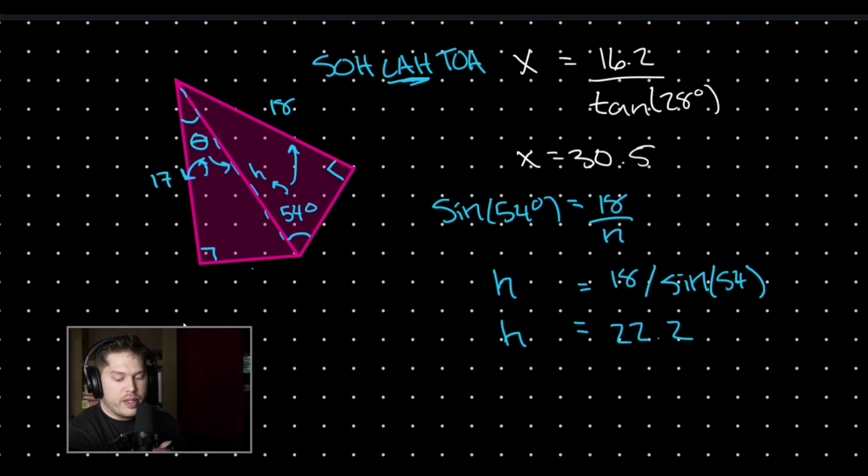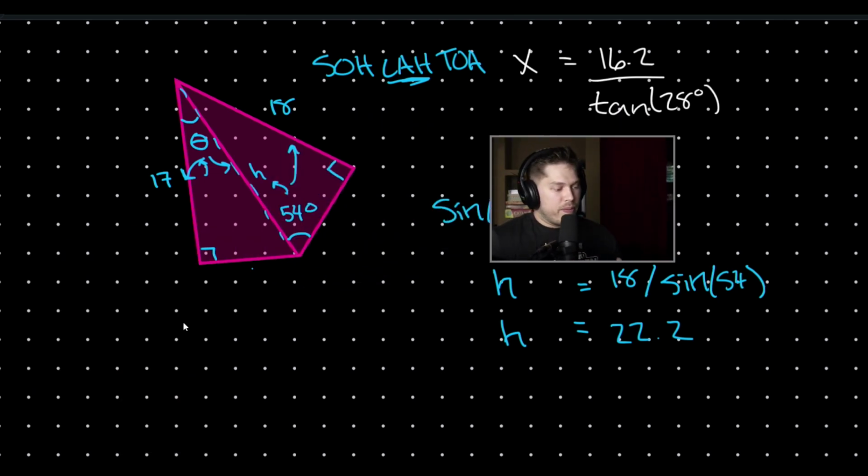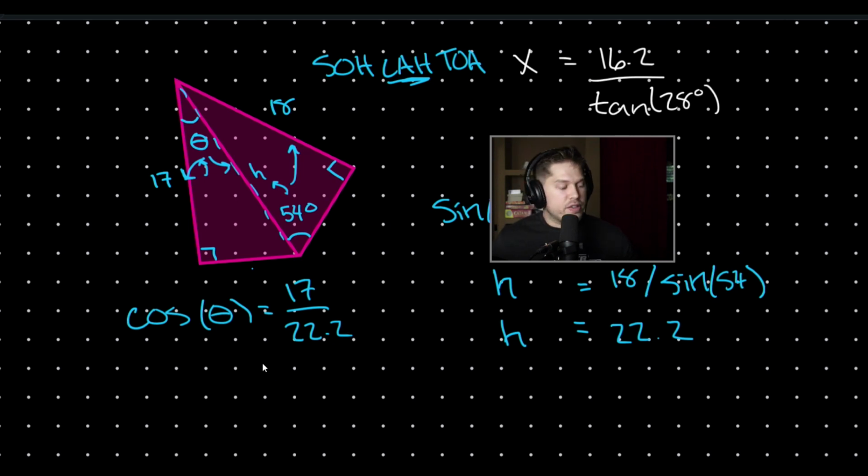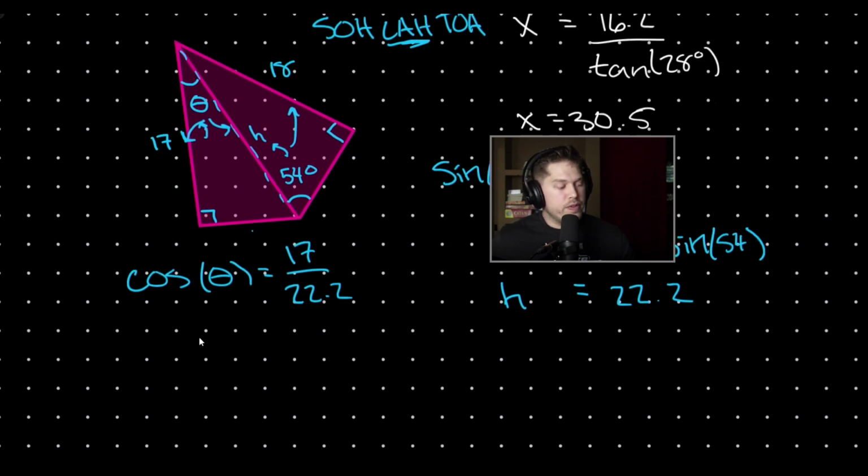And what do we know? Here I'll move myself again. What do we know? We know that cosine of theta is going to be equal to the adjacent side 17 over our hypotenuse 22.2. And then to solve for theta, all we're going to do is apply the arc cosine function to both sides, and we'll get that theta is equal to the arc cosine or inverse cosine of 17 over 22.2.